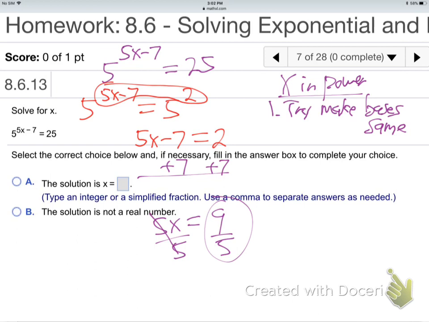So again, if that had been something like 24, what would I have done instead? ln of both sides, right? If you can't make the bases the same, if the number on the right is weird, then ln both sides. But if you can make the bases the same, that's easier. So make the bases the same, set the powers equal. Good, we good on there? Is that making good sense? You happy? Questions on that one?